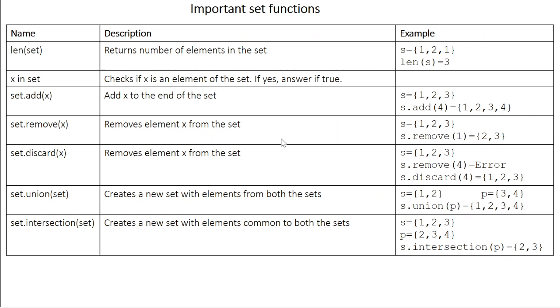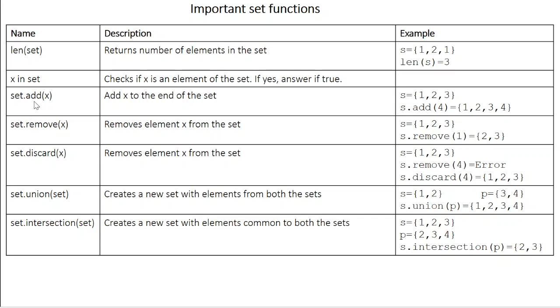Let's now get familiarized with a few important functions in set. First one is len. So len, as always, returns the number of elements in the set. So if your set is {1, 2, 1}, when you say len(s), this gives you the number of elements, which is 3. Next, x in set. This checks if x is an element of the set. If yes, the answer is true, and if no, the answer is going to be false. So basically this is used in conditional checks, in while loops, in if-else statements, etc.